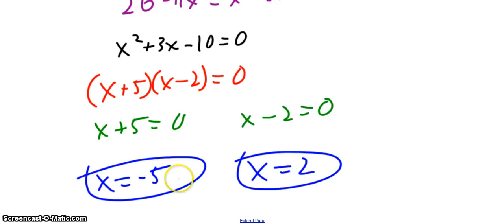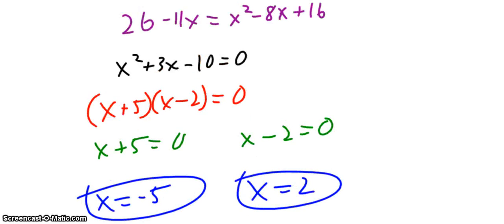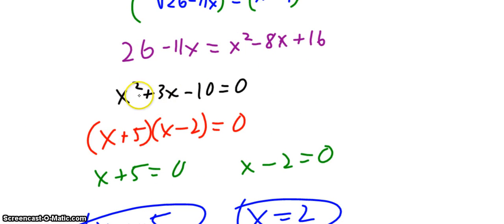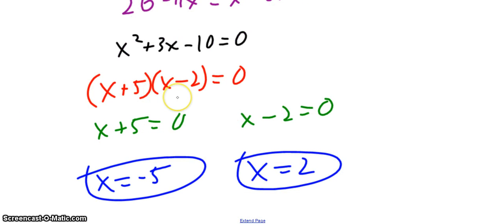Alright, so here we should end up with x equals negative 5 and x equals positive 2. How do we get that? Good question. Well, isolate the square root term. So I subtracted 4 from both sides. Now I squared both sides. It doesn't matter about the negative because when you square a negative it's going to become positive. So I square negative root 26 minus 11x, and that becomes 26 minus 11x. Square x minus 4, and that becomes x squared minus 8x plus 16. Bring everything over to one side, so I get x squared plus 3x minus 10 equals 0. This factors into x plus 5 times x minus 2, set each factor equal to 0, and solve for x.